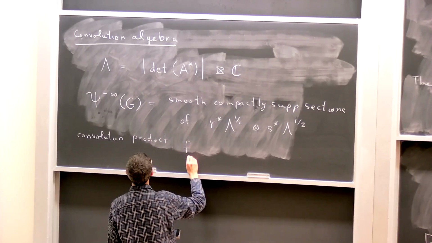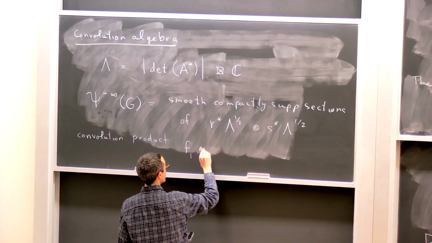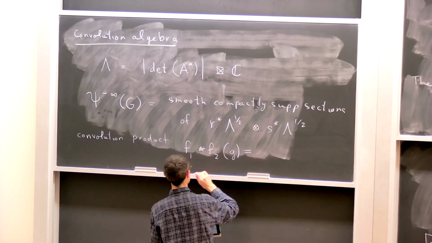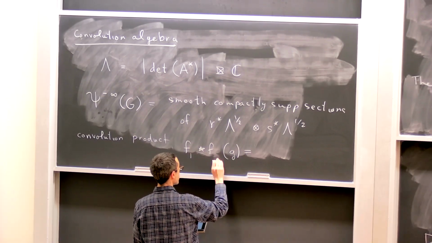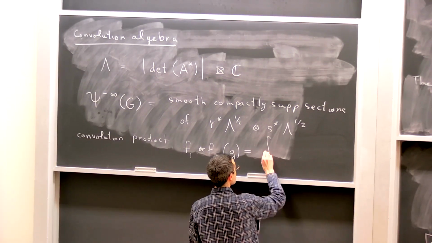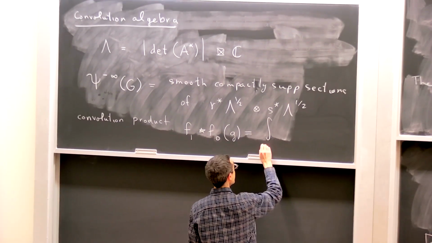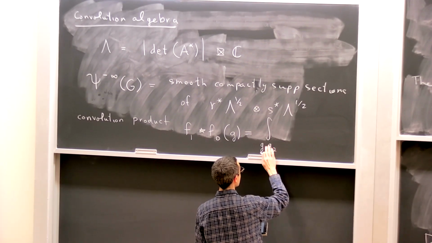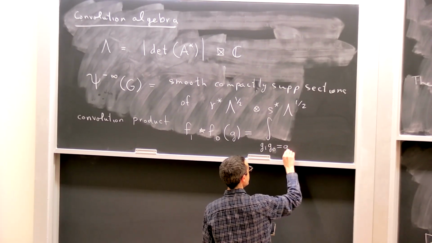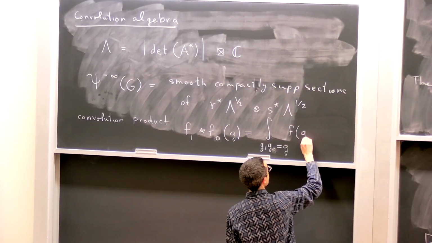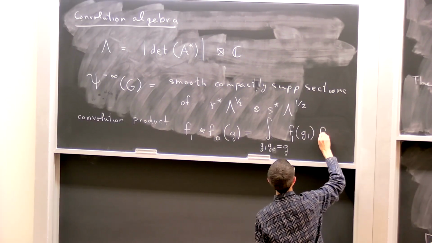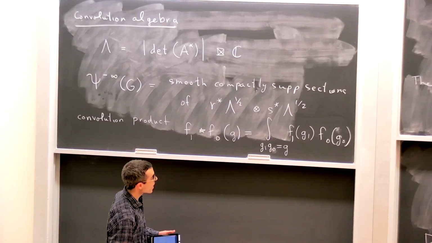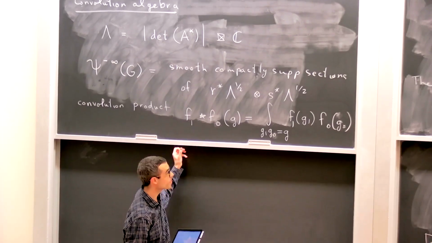So if you have two sections of that form, you convolve them like this. You just integrate over the set of arrows satisfying g1 g0 equals g, and then you do f1 of g1, f0 of g0. Because of the densities, you don't need any measure. This just makes sense.